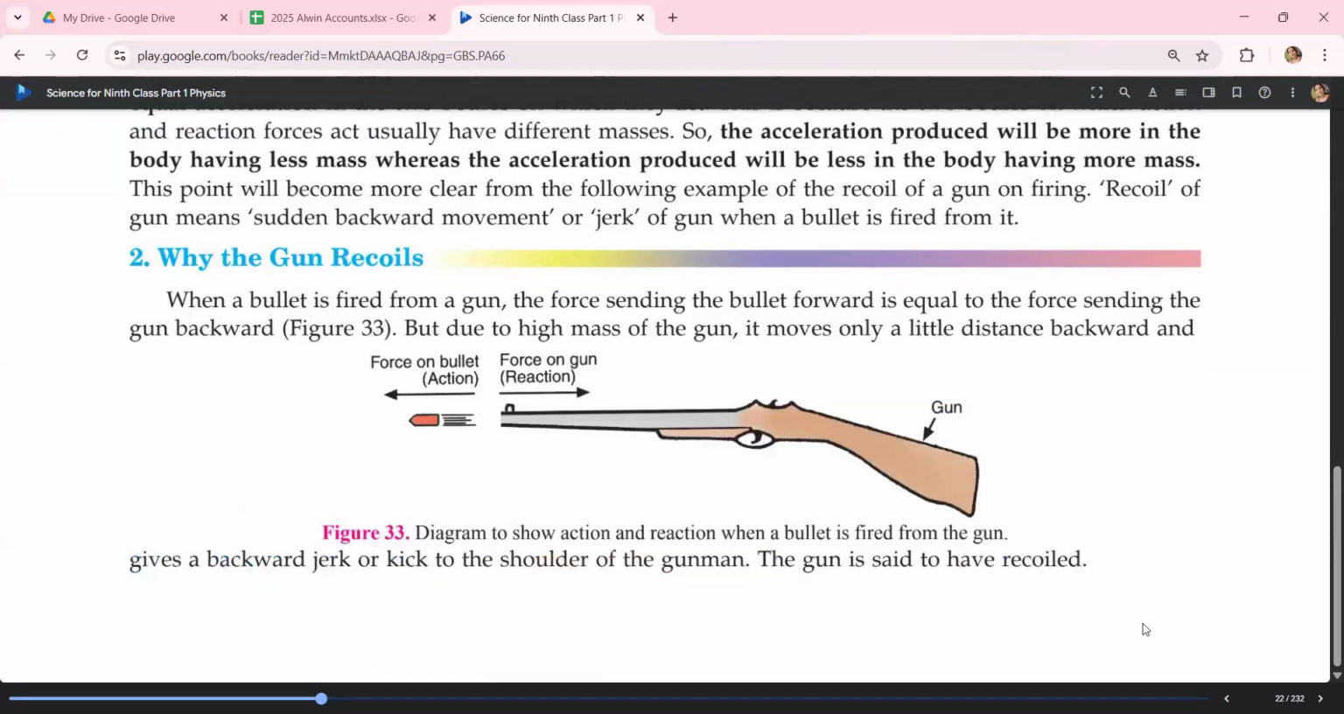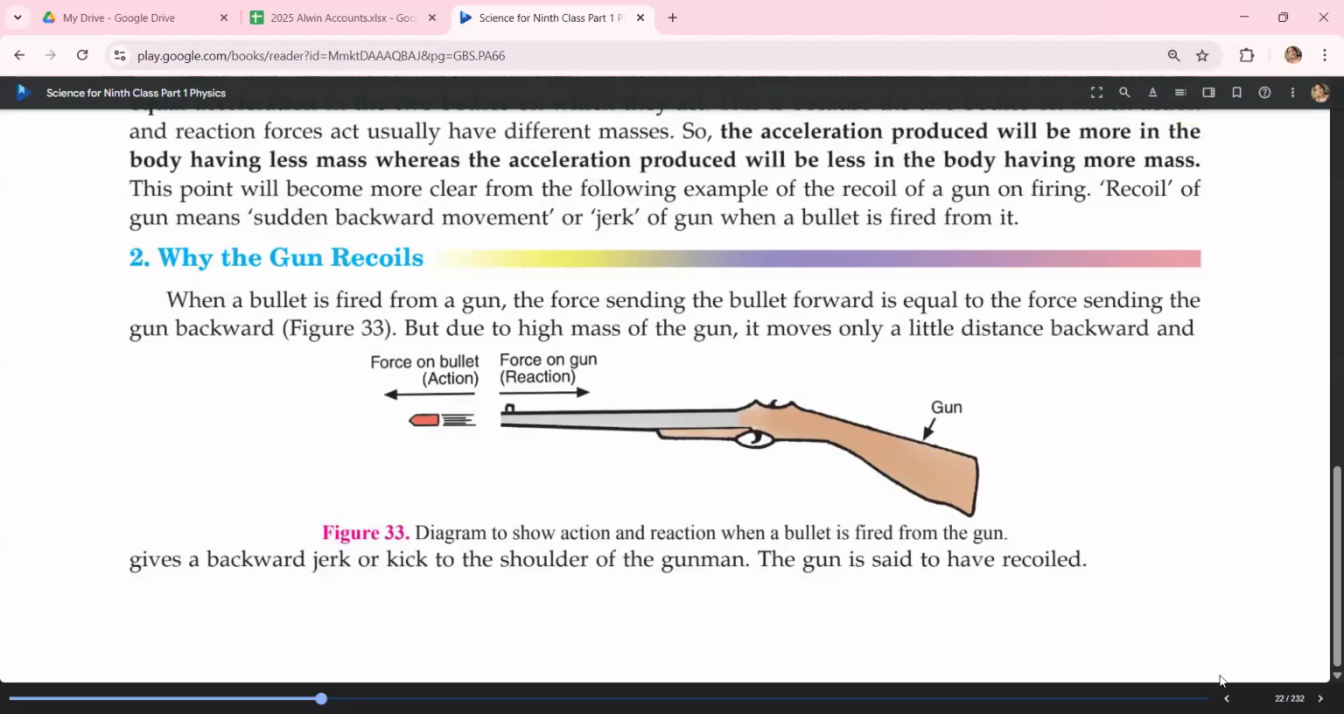Tell me, is there anyone here in the class who has learned shooting? I have. Oh, Sanvi, you have learned it. Very good. So if you have learned shooting, have you ever felt a jerk on your shoulder while shooting? Yes, ma'am. Why does that happen?